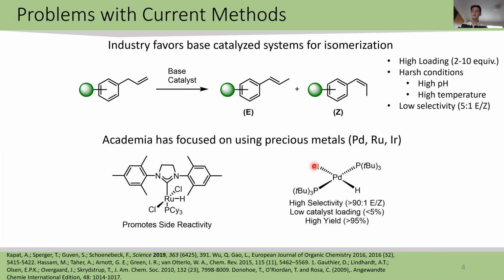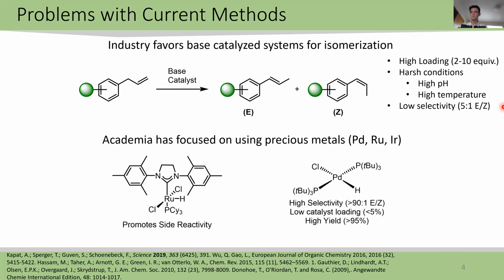Alternatively, we have this palladium catalyst, which was seen to really effectively isomerize alkenes in high yields, low catalyst loading, and high selectivity, with greater than 90 to 1 E to Z ratio, which is significantly better than the basic system. That said, both of these rely on precious metals, which are just that. They're precious and really expensive. So what I was focusing on in the Cook lab was using nickel as a cheap, earth-abundant alternative to these precious metal catalysts.